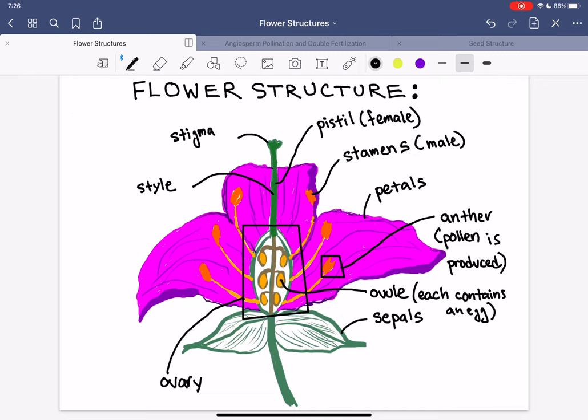And just to show you what I'm talking about, I'm going to put an egg in yellow within each ovule. So there's six of them. It's not always the case. Sometimes you have an ovary with just one ovule. Like think of a peach, a fruit. A peach has the pit. That's the one ovule that was inside the ovary. Just depends on what plant you're talking about. And that is it for basic flower structure.